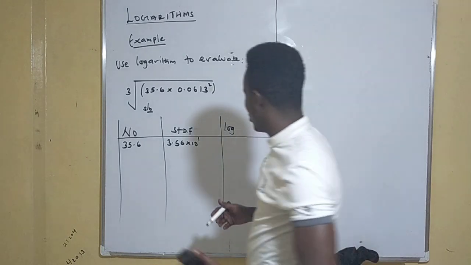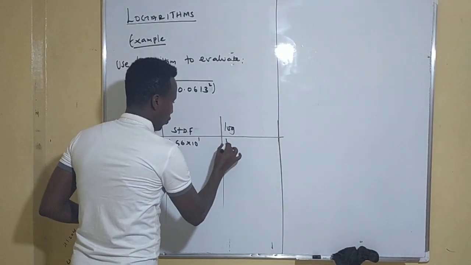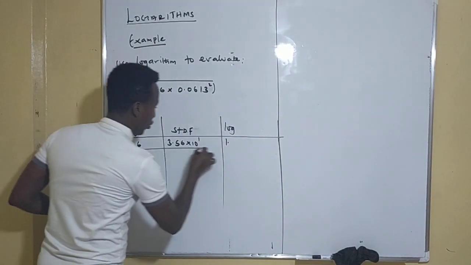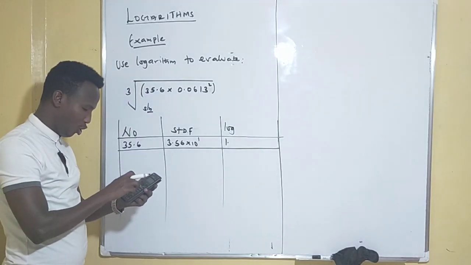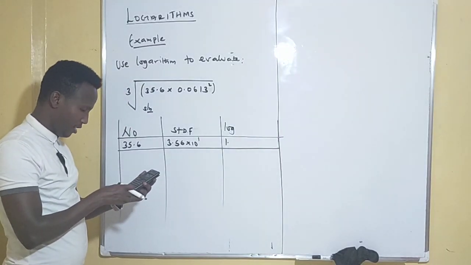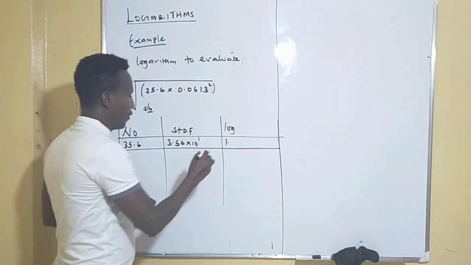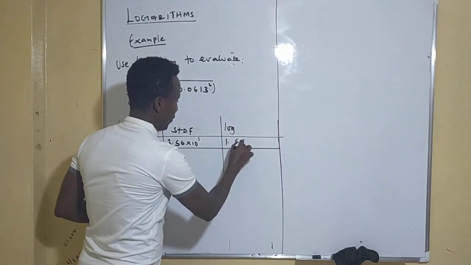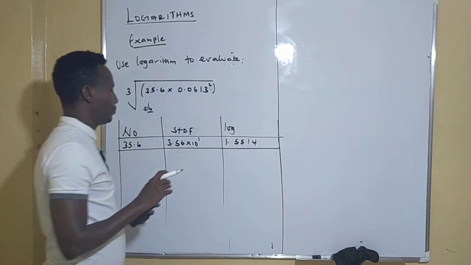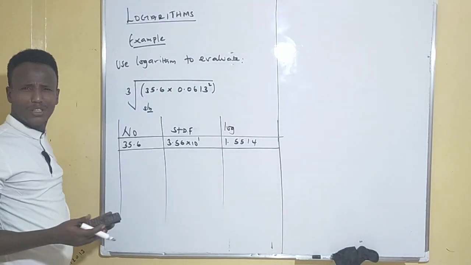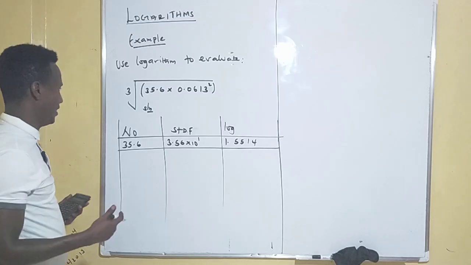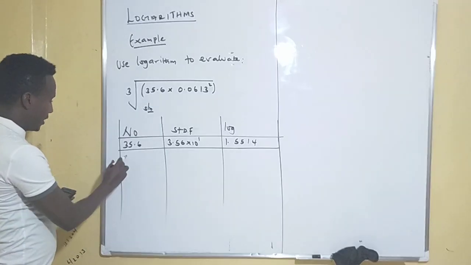You see? So now we write this one. One, then get the log value of 3.56 from your calculator. Say log 3.56, okay? Then that is 5514. This is very easy. You don't know why people are saying log is hard. Log is not hard, and it's not even confusing. It's very easy.